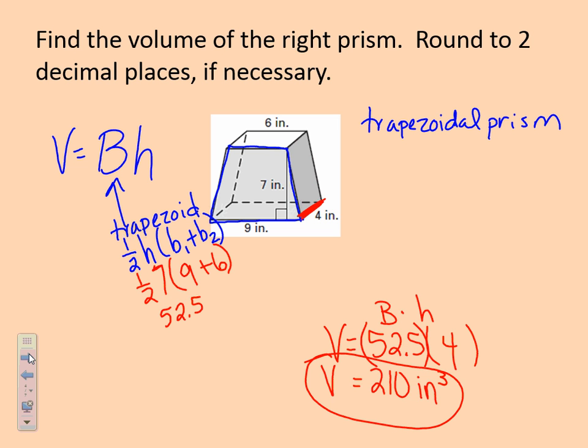Okay, so be thinking about this whole different way of looking at volume. We need the area of the base, and the area of the base is not always what it's sitting on. We have to know how to name these prisms.